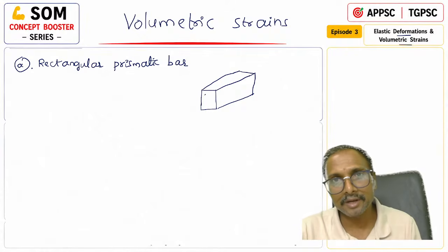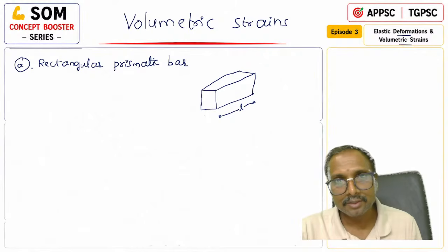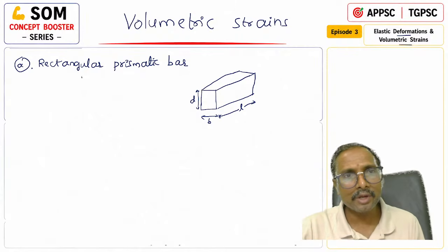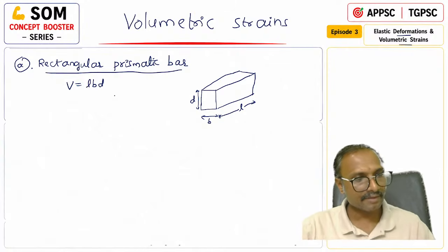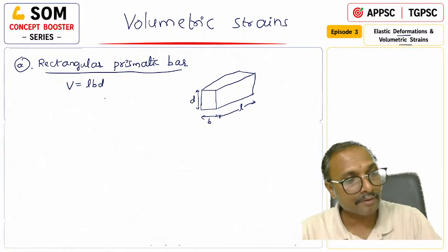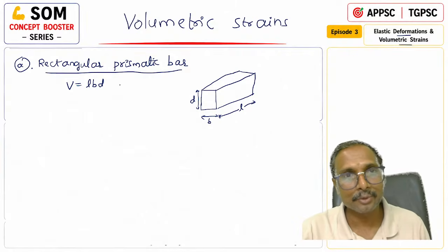Rectangular prismatic bar, right? This is your length L. This is your width B. This is your depth D, right? So now tell me, what is the volume? Volume is nothing but your LBD. Volume is nothing but your LBD.